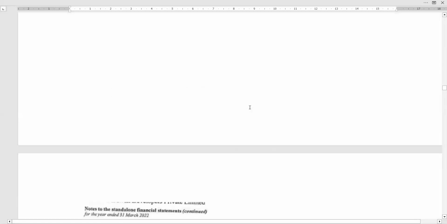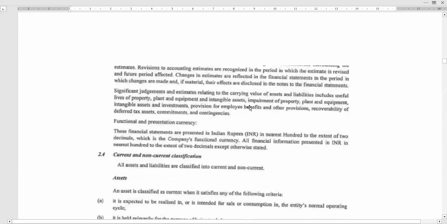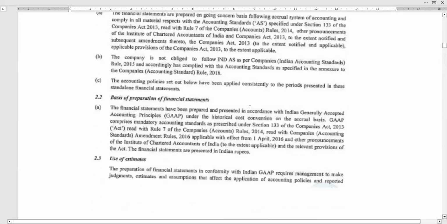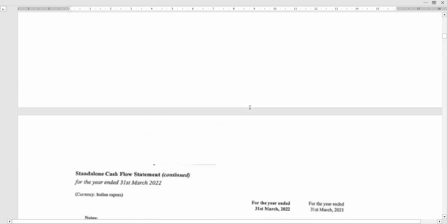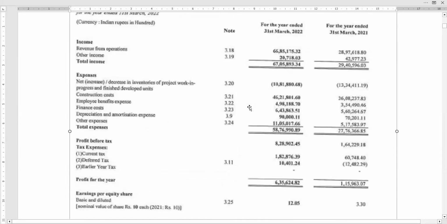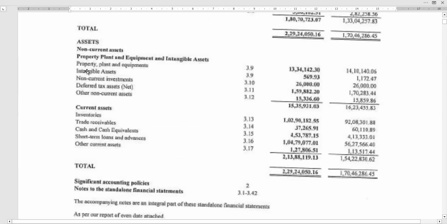See, in their fixed asset, we had only one schedule of fixed asset, but actually as per format, if you remember, fixed asset schedule is different, investment property schedule is different, capital work in progress schedule is different, right? So there was only one schedule here, which we had seen, fixed asset. You see here, property, plant and equipment, intangible asset, non-current investments. There is no investment property here.